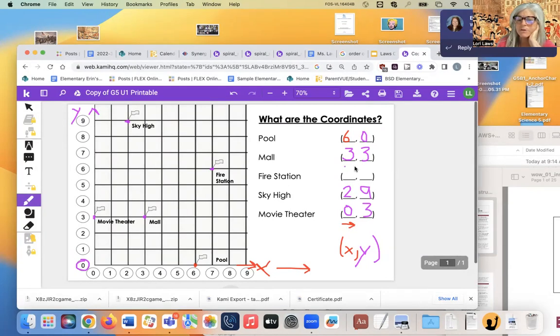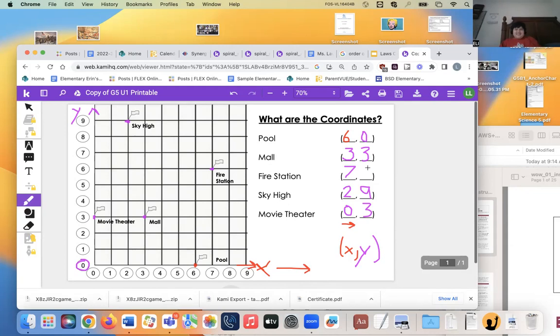You put the 7 in first because you always do the x coordinate, or the one going sideways, first. And then you go up. How far up did we go? 6. Thank you. Be careful with those. I thought it was 6 first, because 6 is higher.